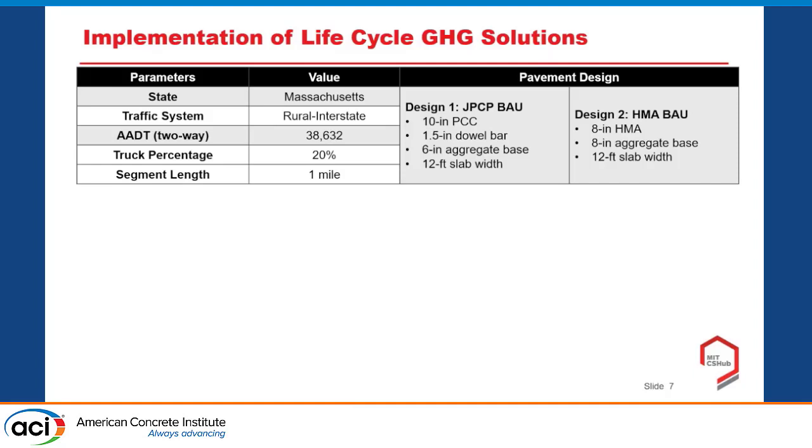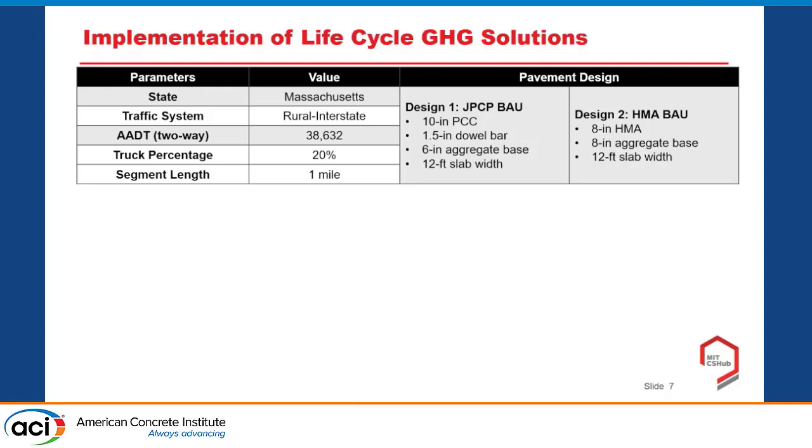So another thing we could do with this streamlined pavement LCA tool is to implement the life cycle GHG solution. First, we also performed another analysis for Massachusetts. Right now, as a rural interstate, we assume the AADT, two directions, is about 38,000 vehicles, and the truck percentage is about 20%, with the segment length of 1 mile.